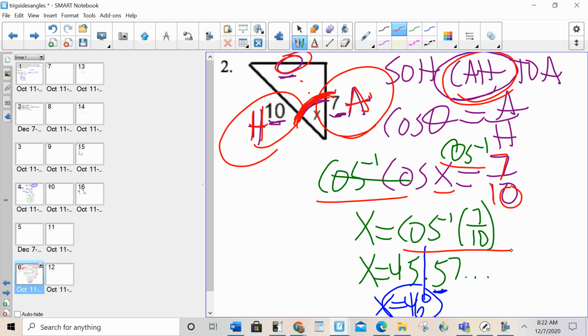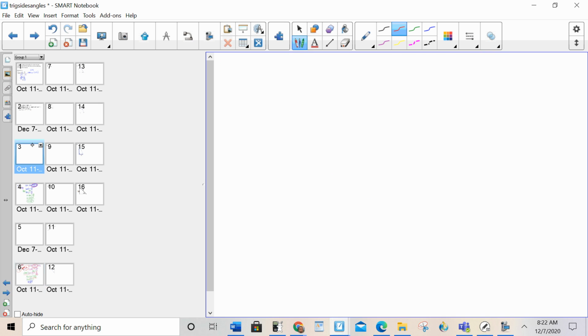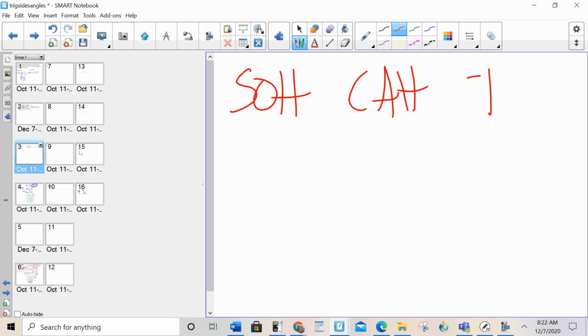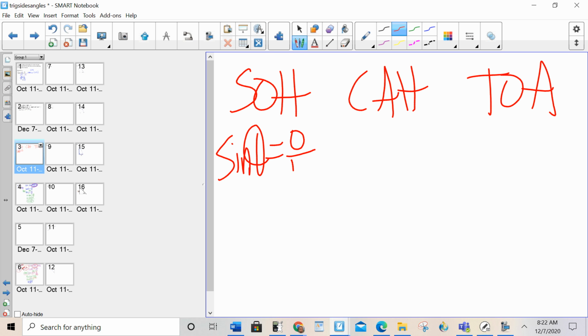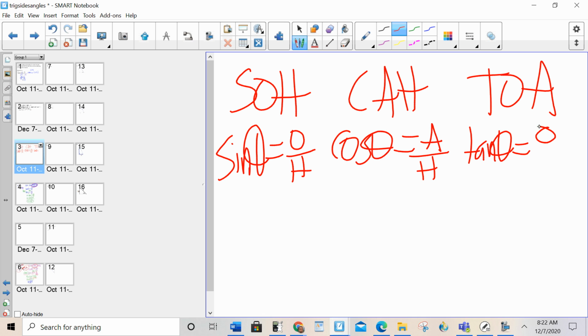I got my answer. So even though I went over this in the last lesson, let's just quickly, one more time, make sure you understand what SOHCAHTOA is. SOHCAHTOA is an acronym for the three trig functions. SOH is sine theta equals opposite over hypotenuse. CAH is cosine of theta equals adjacent over hypotenuse. And TOA is tan of theta equals opposite over adjacent. In every problem, you will be using one of these three equations.